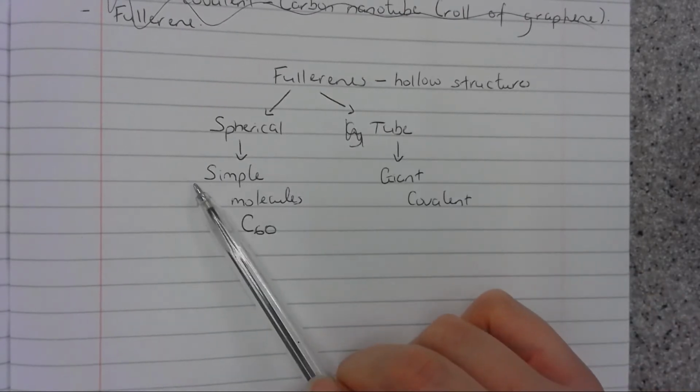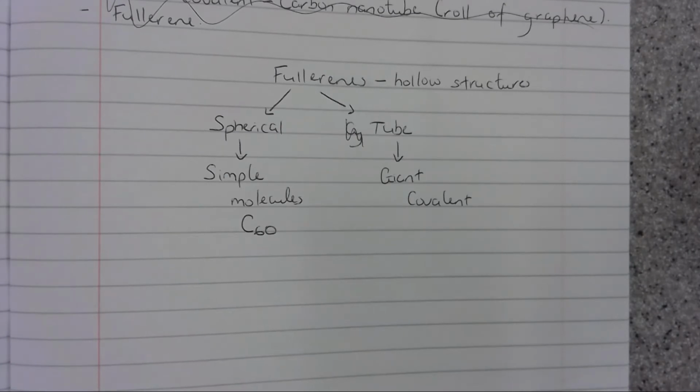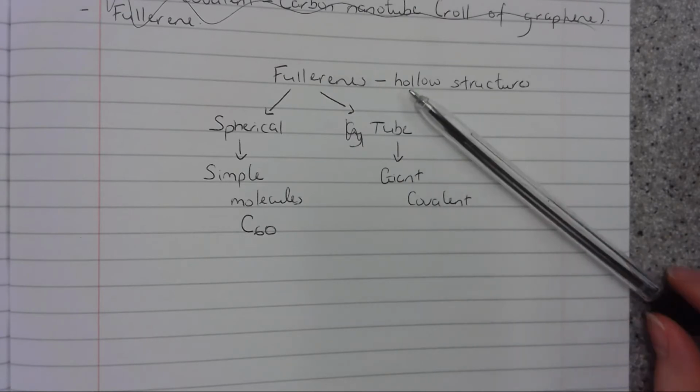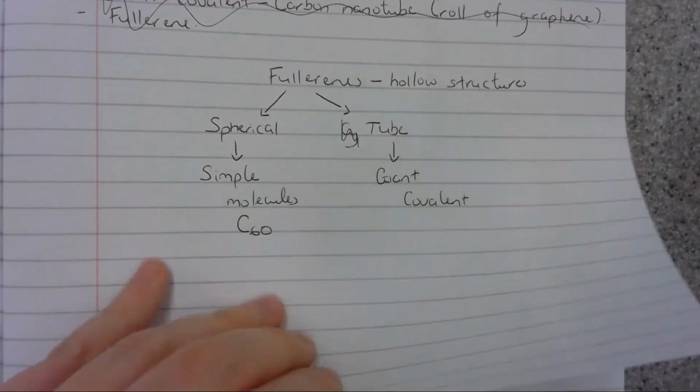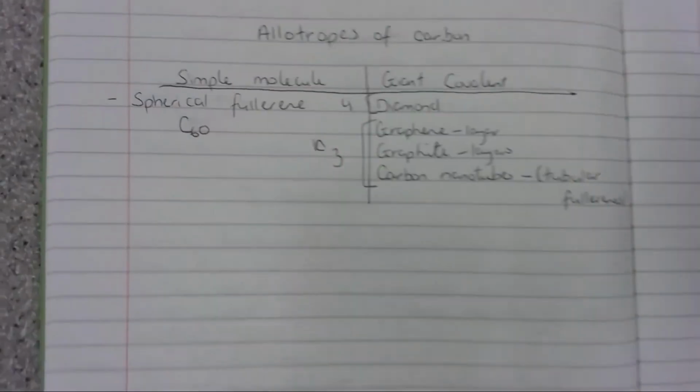My spherical fullerene had a known number of atoms. I had 60. That means my spherical fullerene is a simple molecule. However, my carbon nanotube does not have a known number of atoms, so my carbon nanotube fullerene is going to be giant covalent. If we just look at the following table, it will summarize.